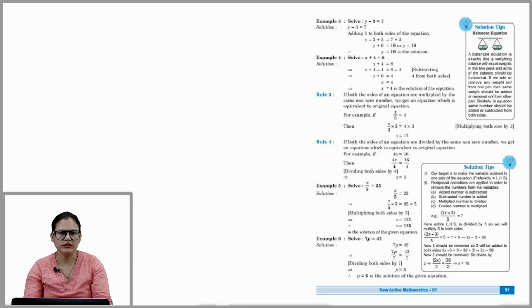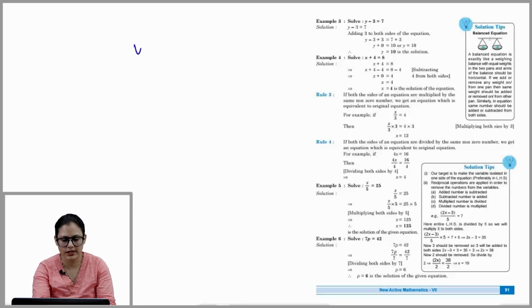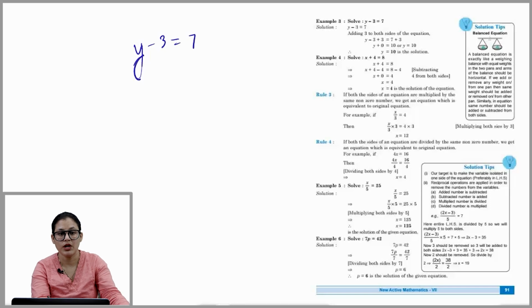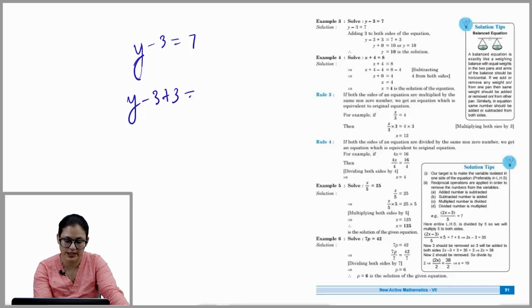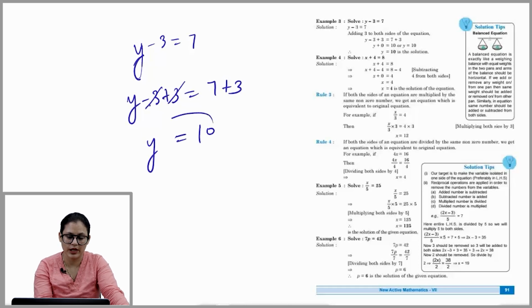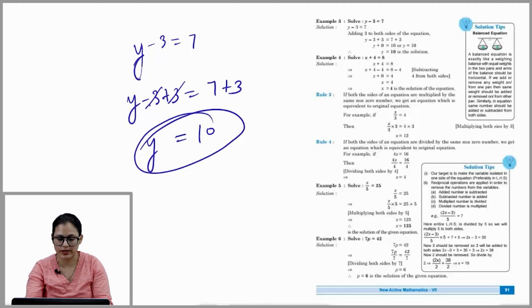Now example 3, you have to solve this: y minus 3 is equal to 7. So what will we do? We will add 3 to both sides. Okay, so y minus 3 plus 3 is equal to 7 plus 3. Minus 3 plus 3 is 0, and this is equal to 10. So y is equal to 10. Hence y is equal to 10 is the solution, right?